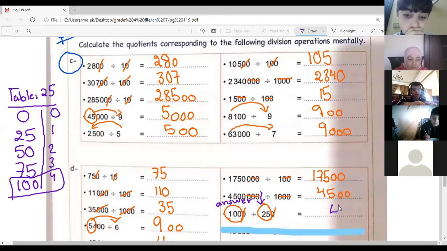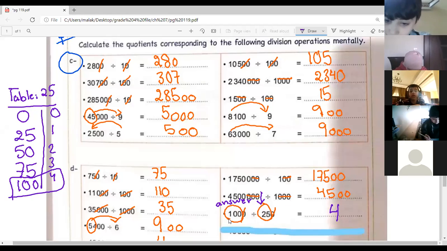4. So the answer is just 4 and no need to place any zero, because 25 times 4 gives us 100. Just 4. There are no zeros. Bravo. Because we crossed 1 zero from each side. This is the trick in this part.